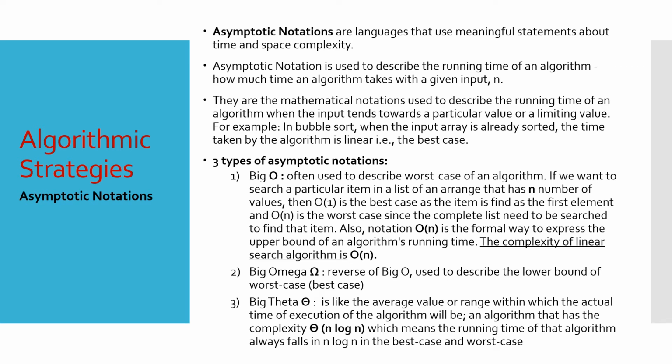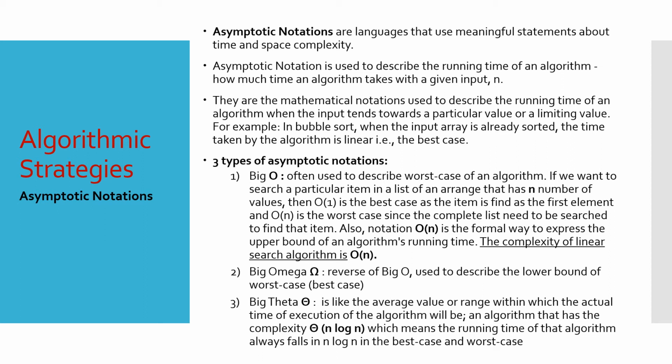But the things you have to just memorize or remember is there are three types of asymptotic notations. And what are they? They are below. They're big O, big omega, and big theta. So you just need to know the description of each of them. That's all. I think it's enough for this particular topic.